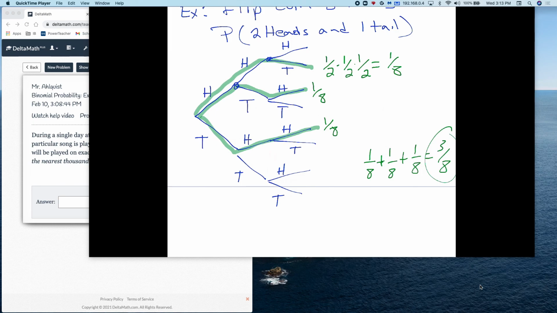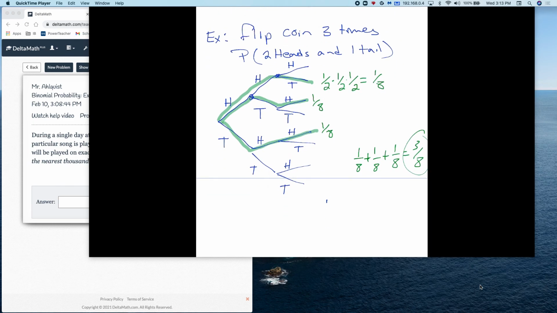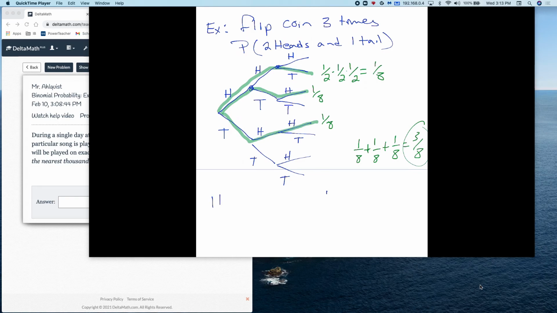So if you think about this tree diagram, you could get a head and then a tail and then a head and then a head and then a tail. You could get a head and then a tail and then a head, or you get a tail and a head and a head. So there's 3 ways. That's the same thing as taking 3 choose 2 heads. If you remember back to the last thing, that's what that gives you. 3 choose 2 is 3.